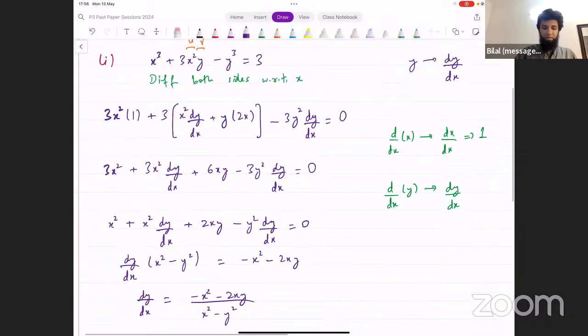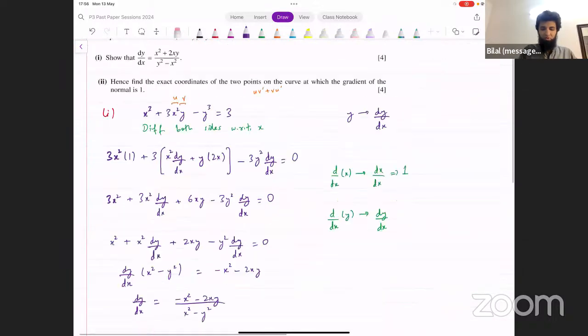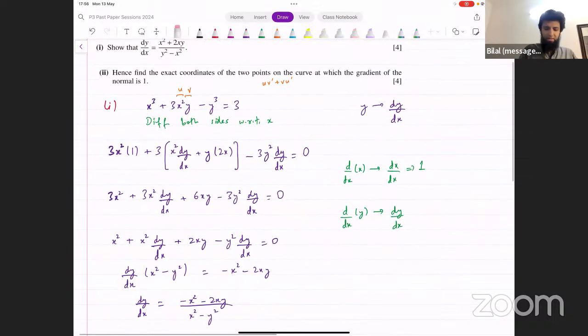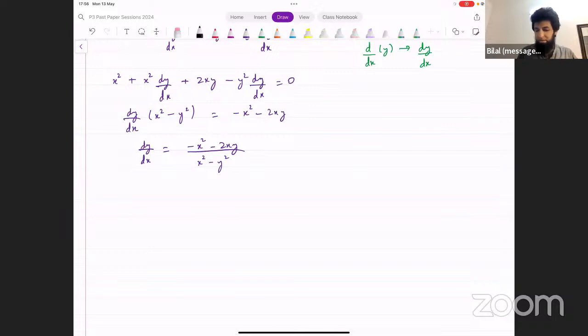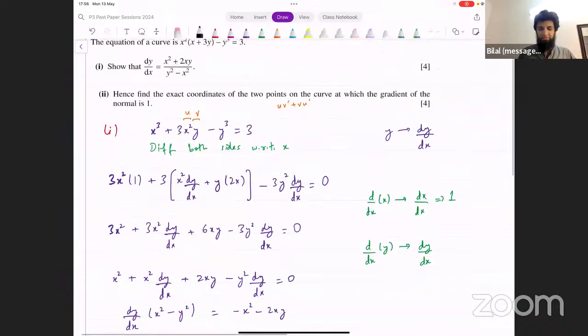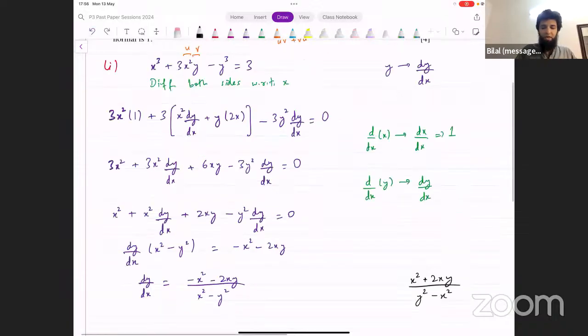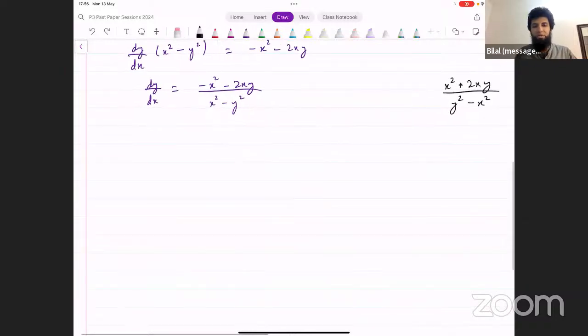Now, in the question, they asked you to prove it to be in a slightly different form, as in they wanted the final result to be slightly different. And that final result is x squared plus 2xy divided by y squared minus x squared. That's what they wanted you to prove. And you are getting minus x squared minus 2xy divided by x squared minus y squared. Now, what's the difference between them?